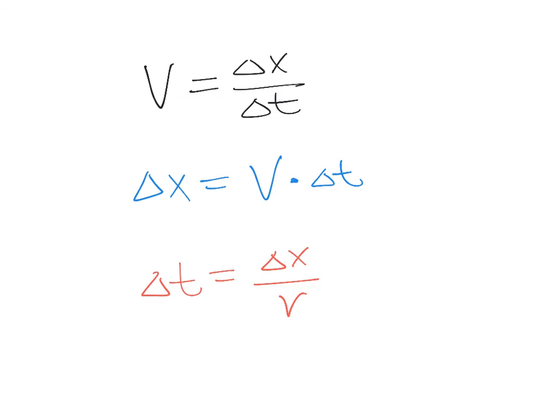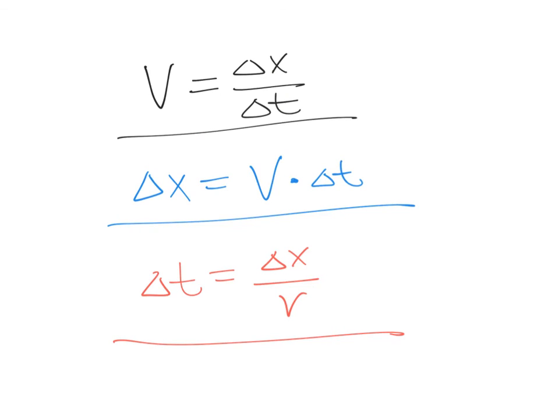So if you're looking for velocity, you use the top one. If you're looking for distance or displacement, you use this middle one. And if you're looking for time, you use the bottom one.